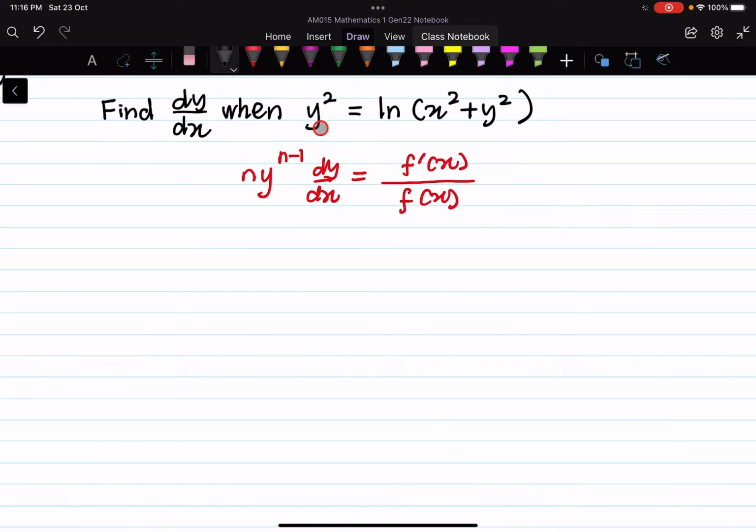Differentiate y squared, so write down the power, copy down y to the power minus 1, which is 1, so I'm not going to write it down, and times dy/dx equals to, now we're going to differentiate x squared plus y squared with respect to x, so we're going to get 2x plus, and we already differentiated y squared just now, so it is the same as this one, plus 2y dy/dx, divided by the whole function, so we copy down x squared plus y squared.